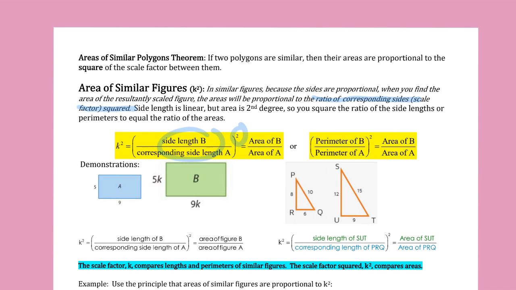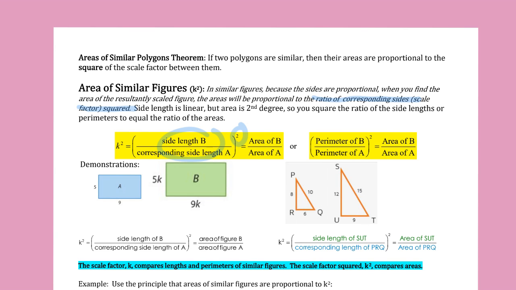The sides are proportional to the perimeter because those are both linear dimensions, but areas are not. Areas are square dimensions. So to set them equal, you have to square the ratio of the sides, and that will equal the ratio of the areas. And so what we can do is we can say, okay, let's show this. So the first two are demonstrations, okay, and then we'll use it a couple times.